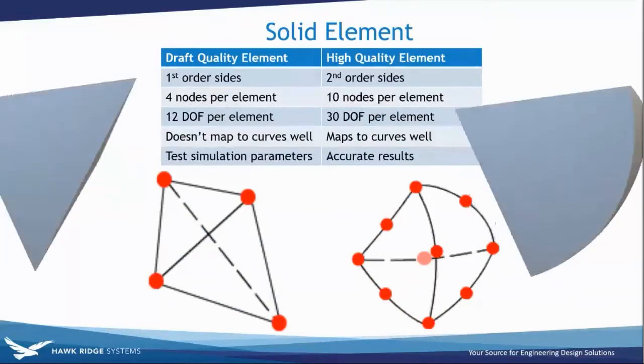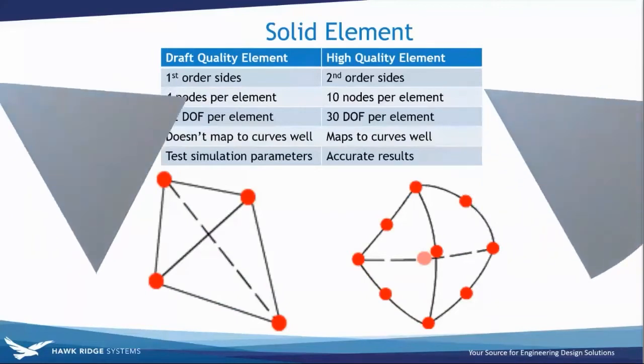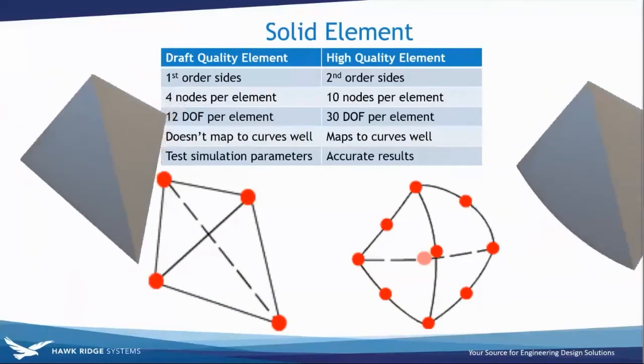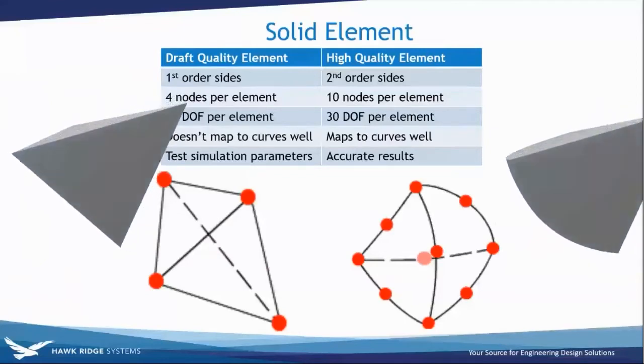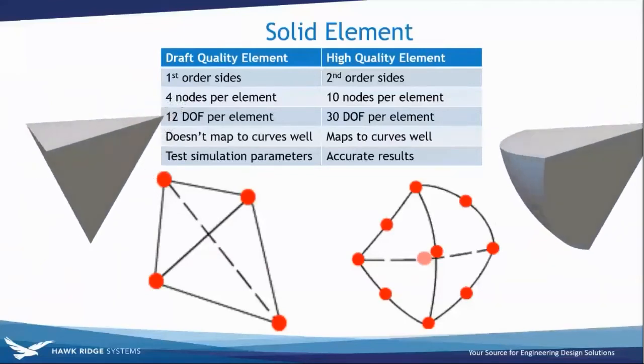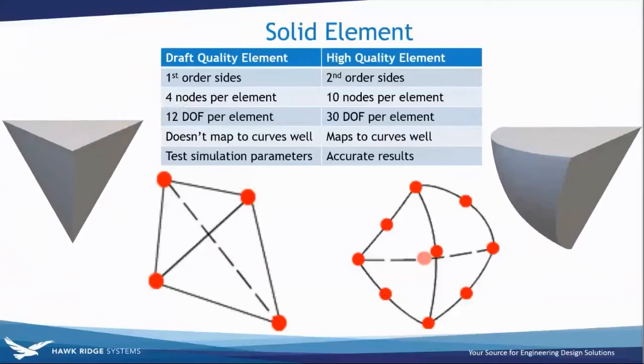Solid elements take on a tetrahedral or triangular pyramid shape and come in 2 qualities. Draft quality elements have 4 nodes, linear edges between the nodes, and planar faces. This linear geometry makes them not ideal for curved geometry or volumes where you'd expect deformation because you'd need more elements to fit curves accurately.